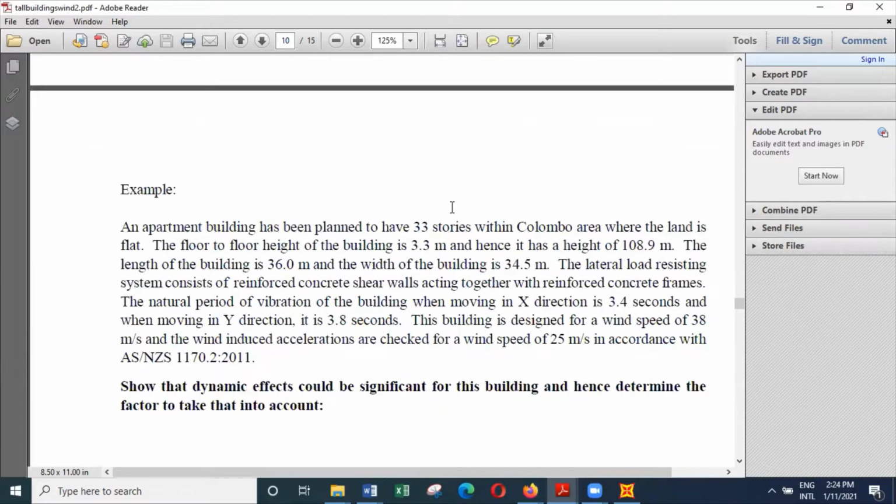So this is an apartment building having 33 stories. Floor to floor height is 3.3 meters. Total height of the building is 108.9 meters. So the length of the building is 36 meters.